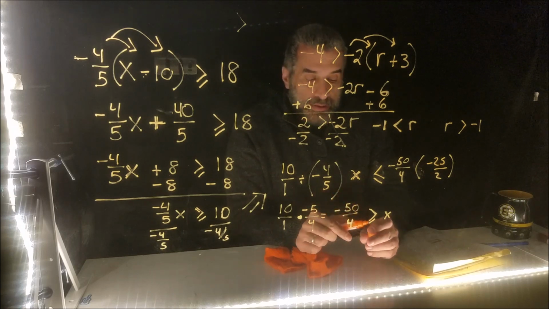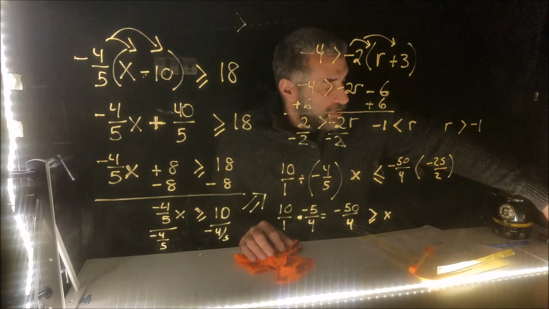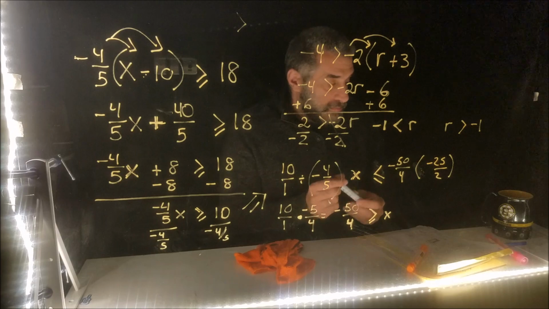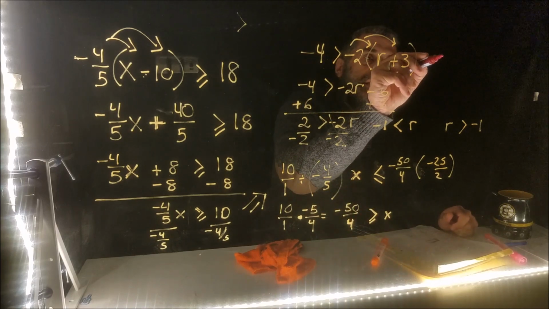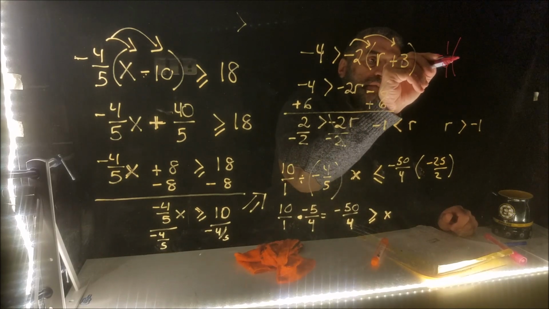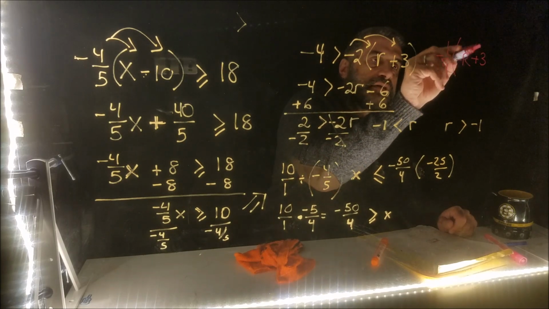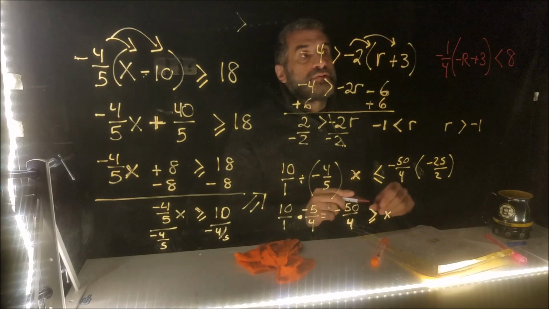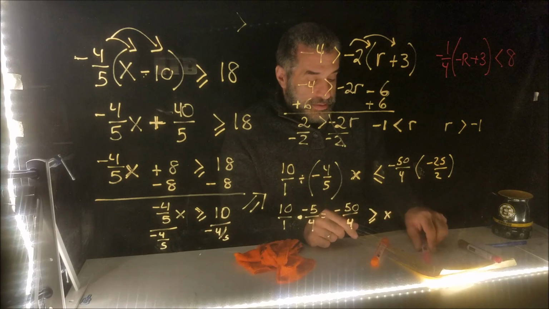Let's do one more. Let's do it over here. How about we do a different color? We'll try purple. See if purple works. What if I had negative 1/4, and then we said negative r, using r today for some reason, plus 3, and then we say it's less than 8. Maybe that purple's not working out too well. All right, let's go back to the other one.